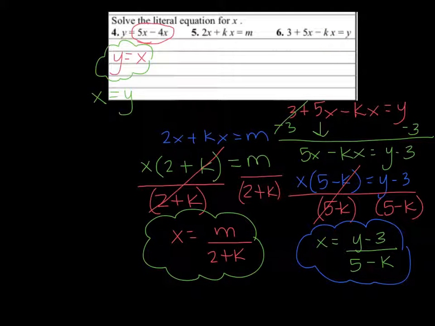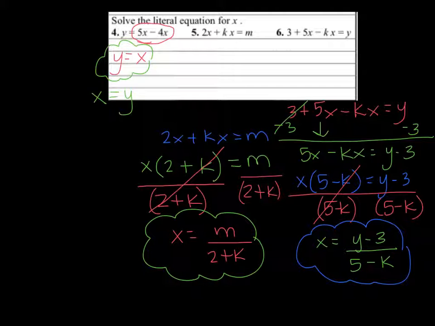So I've written my work down here. So the first thing that I wanted to do is go ahead and get rid of that 3. So the opposite of positive 3 was minus 3. Those canceled, and then I just brought down everything on the left, and that would be equal to y minus 3. Now it looks very similar to where we started on number 5. So notice 5 times x minus k times x equals y minus 3.